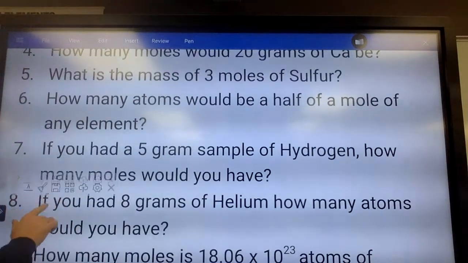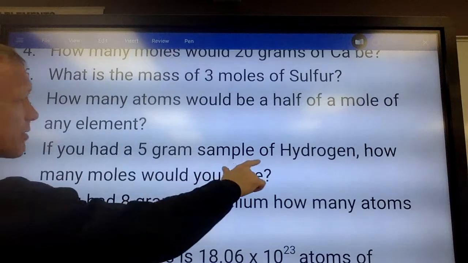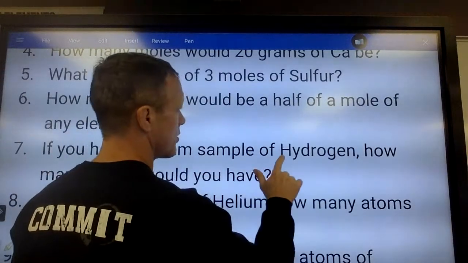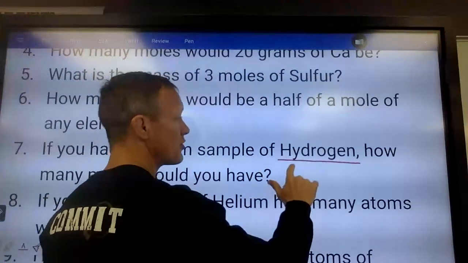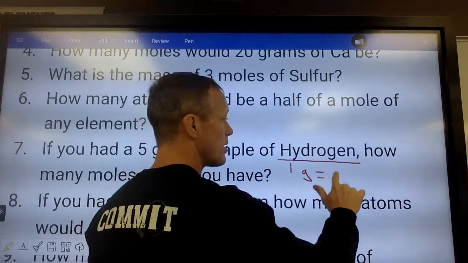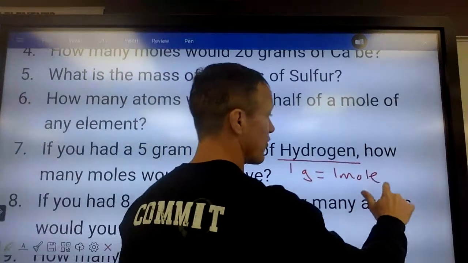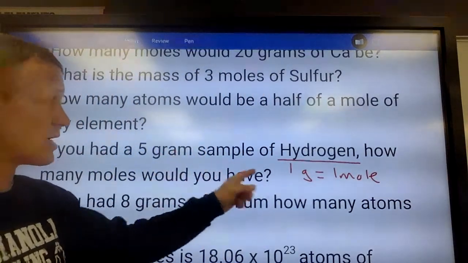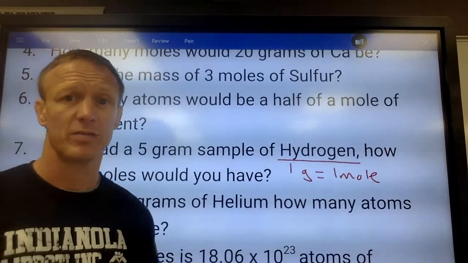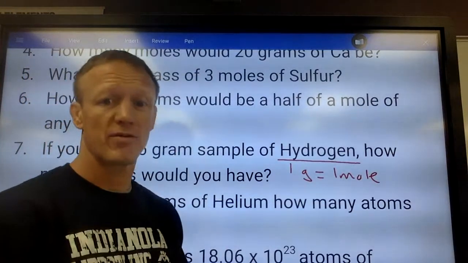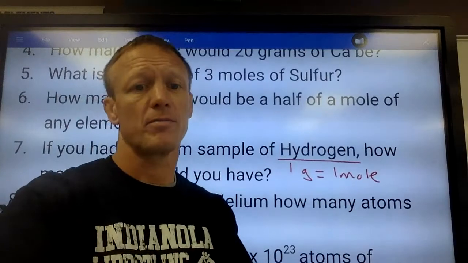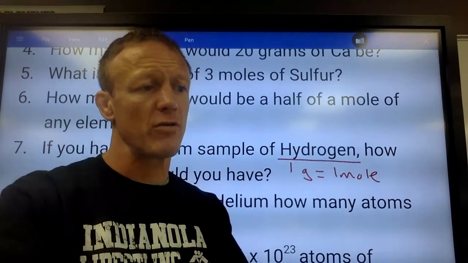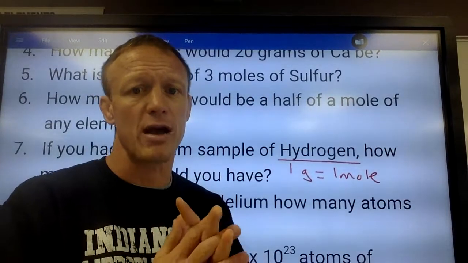We'll do one more question here. If you had a 5-gram sample of hydrogen, how many moles would you have? Well, for hydrogen, 1 gram equals 1 mole. That's only true for hydrogen. No other element is like that. 1 gram equals a mole, so 5 grams would be 5 moles, which means 6.02 times 10 to the 23rd times 5 for number of atoms. All right, there's a quick intro. Next video will be on how to do some of the math problems actually using a calculator.